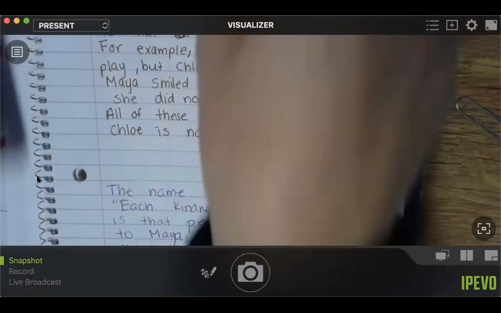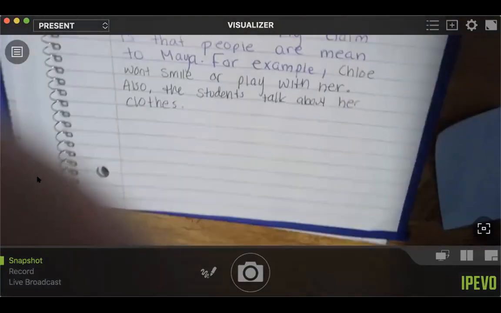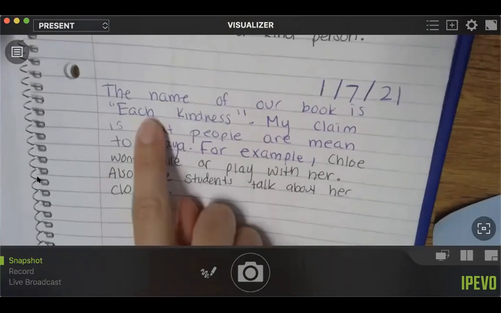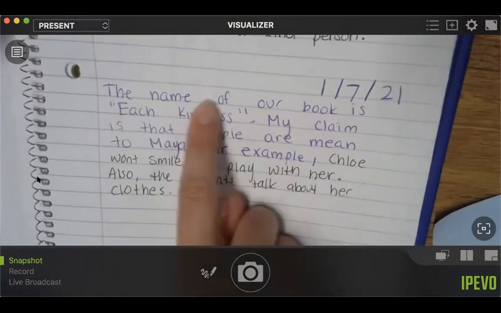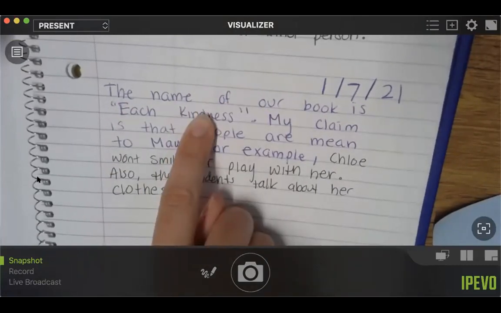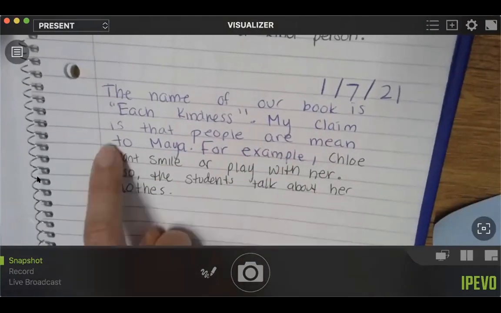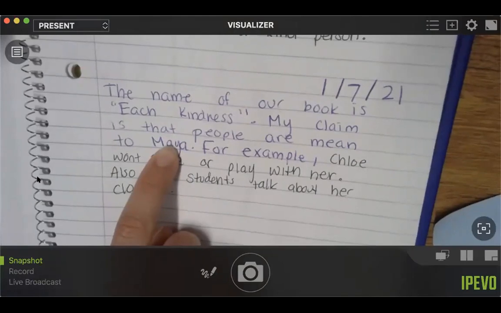So our second claim was the name. So we remember you always state the book. The name of our book is Each Kindness. And then you do our claim. My claim is that people are mean to Maya. And then I needed to have 2 examples from the book. So this is where you guys had to do your own work. So this is what I came up with.